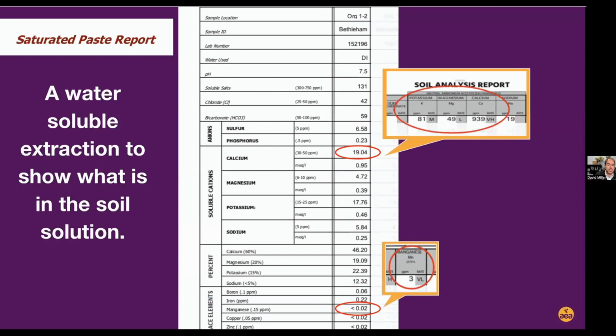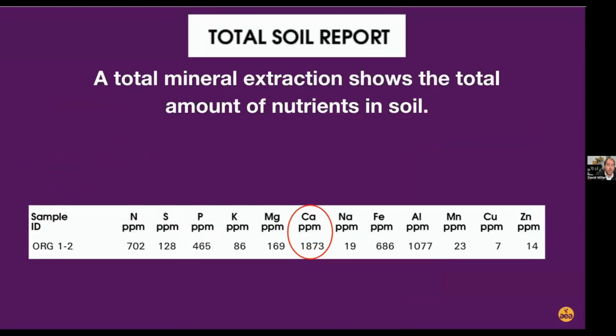And then if we look at the manganese, you can see that on this saturated paste analysis, where we had 3 parts per million, we have none detected, less than 0.02. And now I want to bring in the soil sample that very few people look at. Something that we've only been looking at for a couple of years. I think it's probably 3 or 4 years since I saw the first total nutrient digestion report. And what this does is it's a much stronger extraction than the ammonium acetate extraction, and it will extract everything that's in the soil as far as minerals go.